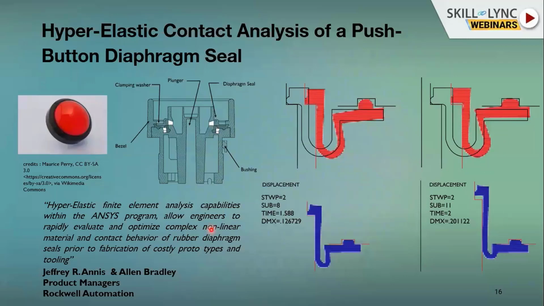This is used by a company called Rockwell Automation, and the product managers did a fantastic job of modeling this, because they are able to evaluate multiple nonlinear material behaviors of the rubber diaphragm seals that they use even before they make prototypes, which reduces time considerably, and it also reduces the cost of making the prototype and tooling. That's why simulations play a very vital role.